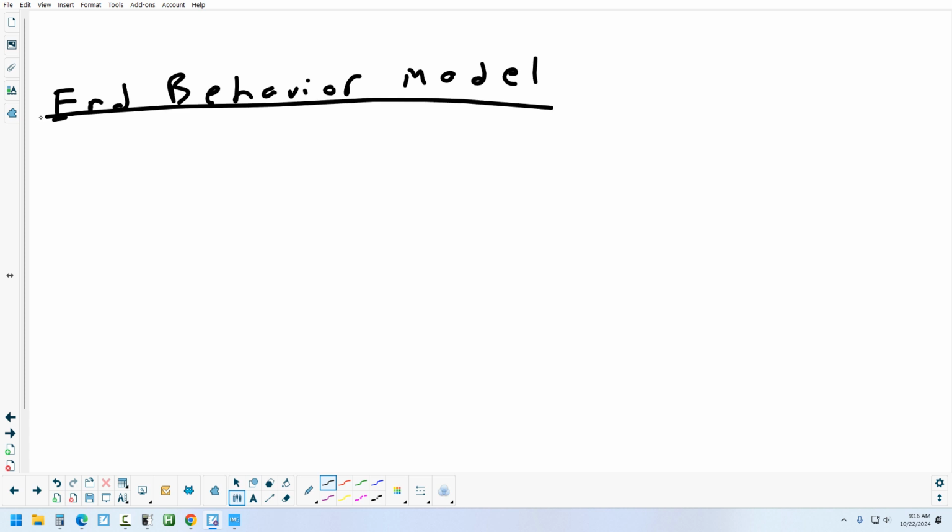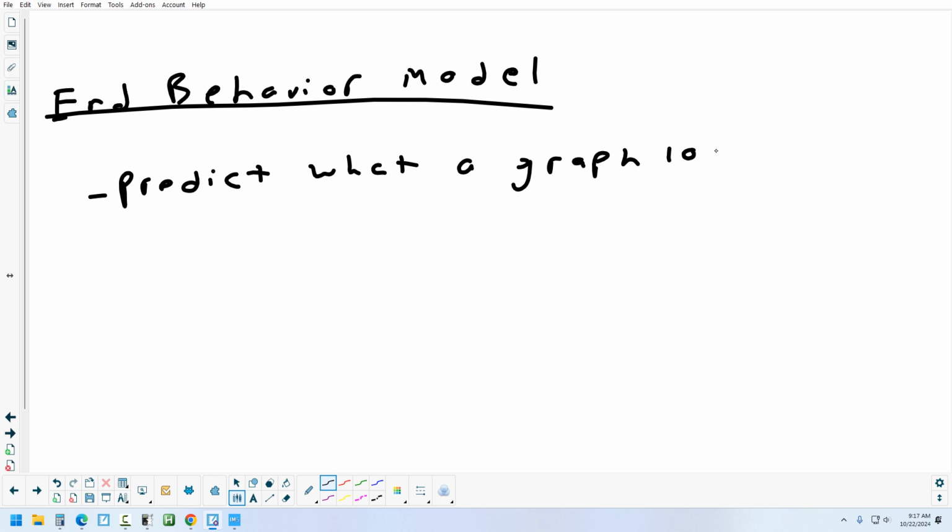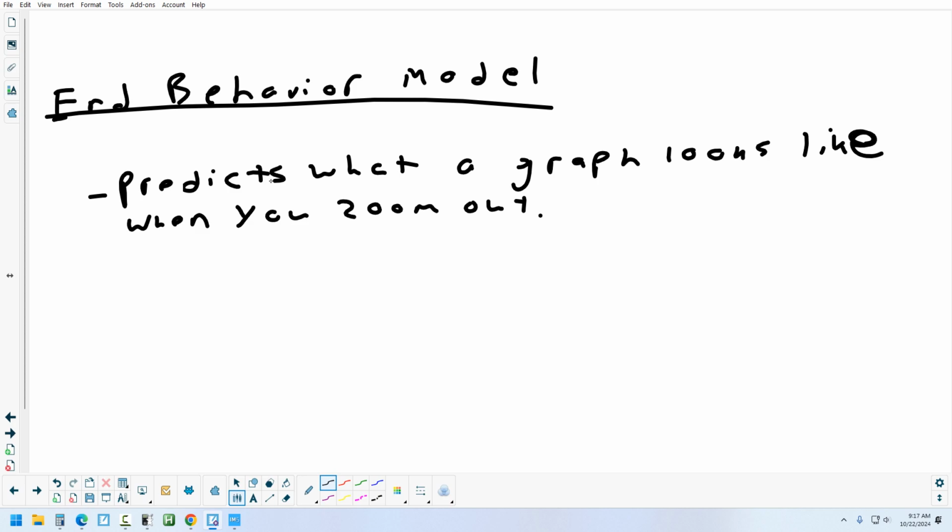So we might have done this. If we didn't, well, we should review this just to make sure. So what an end behavior model is, I'm going to abbreviate that as EBM. That's what I'll write from now on, EBM. It's basically used to predict what a graph looks like when you zoom out. So it predicts what a graph looks like when you zoom out.